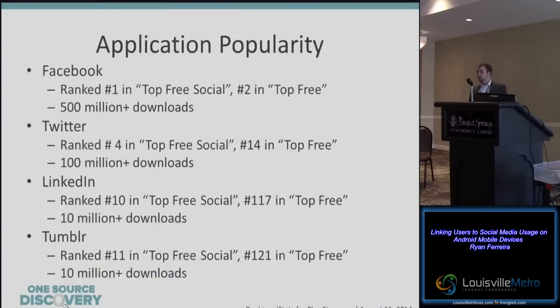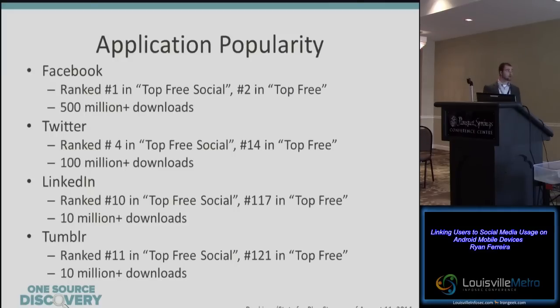As far as application popularity goes, these are the actual mobile device versions, so they're counterparts, and these are the stats associated with them. As of August of 2014, this is directly from the Play Store, Facebook is ranked #1 in the top 3 social apps and #2 in the top 3 apps, period. 500 million plus downloads. That means there are 500 million plus, and they don't keep statistics higher than that, mobile devices sitting out there in the world with Facebook on.